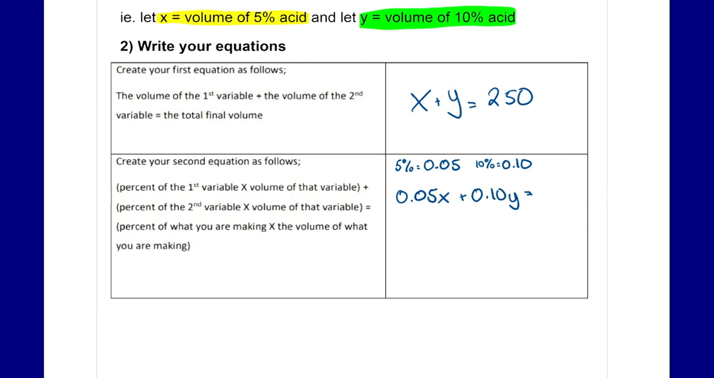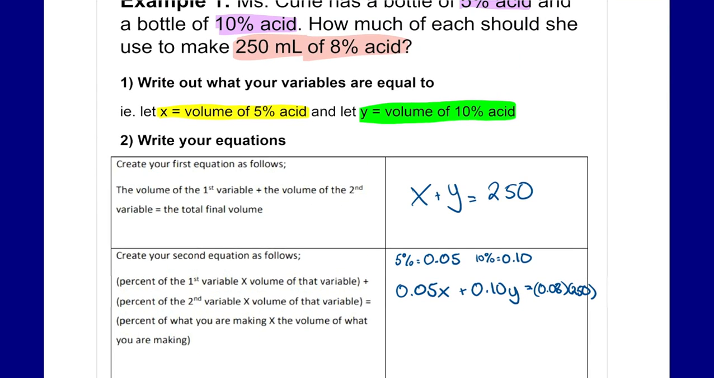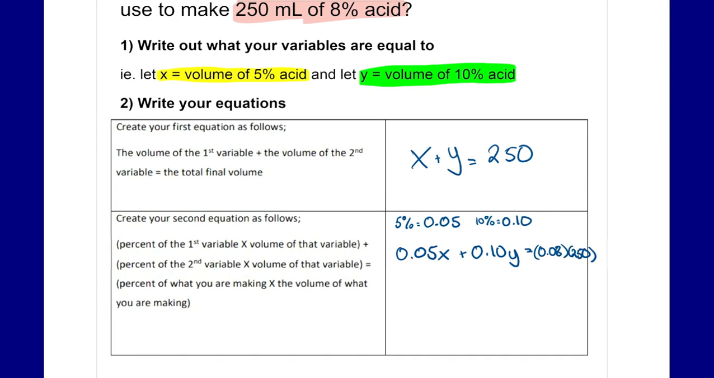and it's going to equal the percent of what we're making times the volume that we're making. In this case, it's going to be 0.08 multiplied by 250, which is just coming from the last bit. So 250 milliliters of 8% acid is what we're trying to get. 8% as a decimal is 0.08. So now I have my two equations.